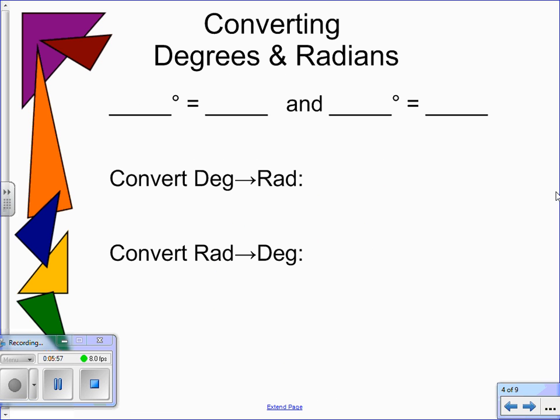We're going to write some information in terms of how we're going to convert from degrees to radians in our notes.